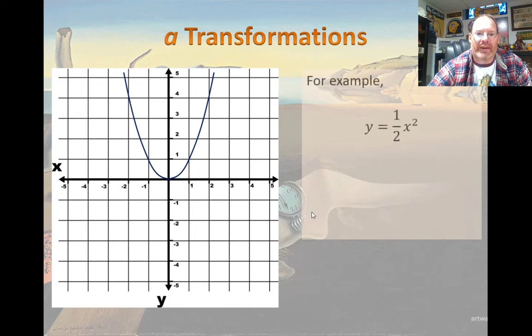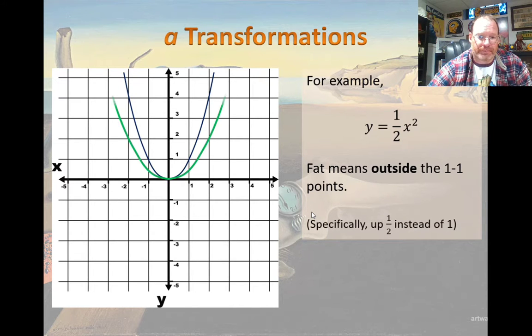All right, how about if we have y equals 1/2 x squared? 1/2 is less than 1, so that indicates that it's going to be a fat graph. It's going to be outside the 1, 1 point, specifically over 1 up 1/2.